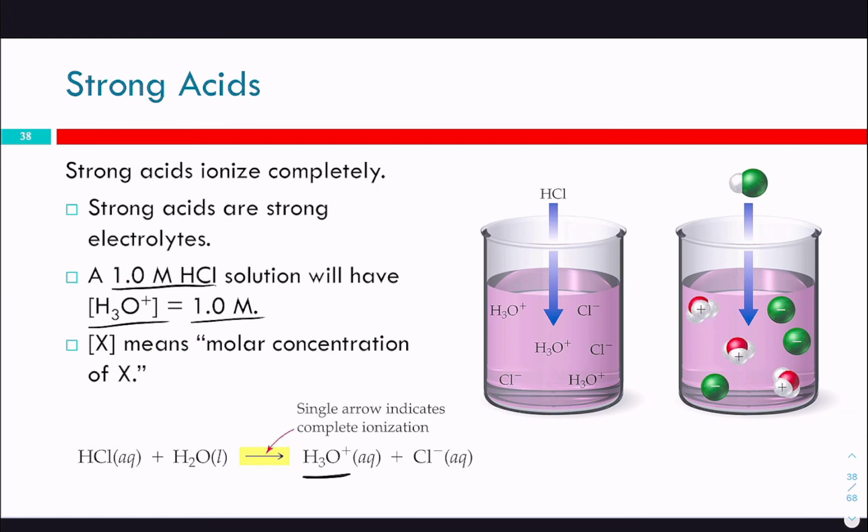We're just kind of slyly introducing here that if you put brackets around something, that means the molar concentration of. So this equals molar Cl minus. And this is another concept that'll come up later, but this single arrow indicates complete ionization. On some of these you'll get this half arrow. So it's going in one direction and the other direction, which is sort of hinting at what we'll talk about in 15. All of these reactions to a certain extent also happen in the reverse direction. So you're making products, and you're also having those products go back into reactants.